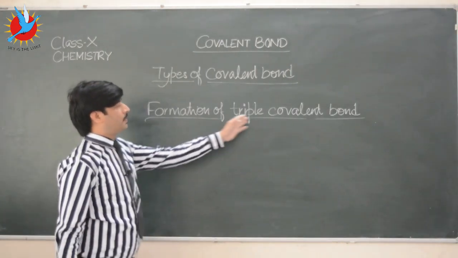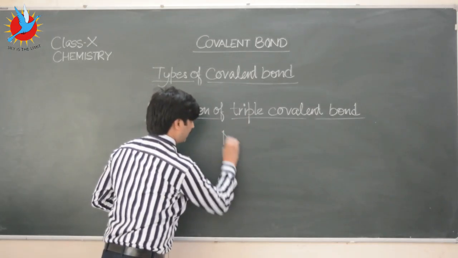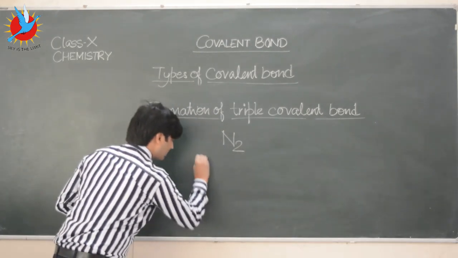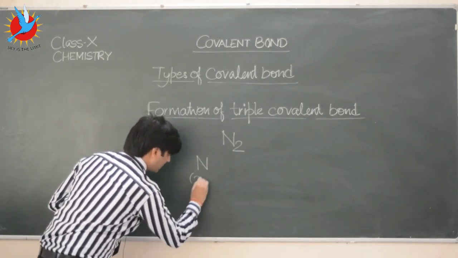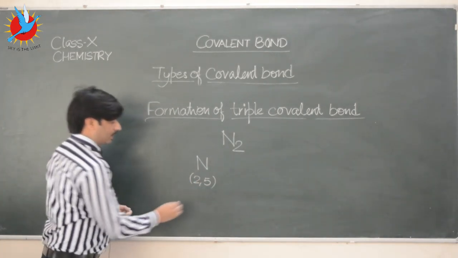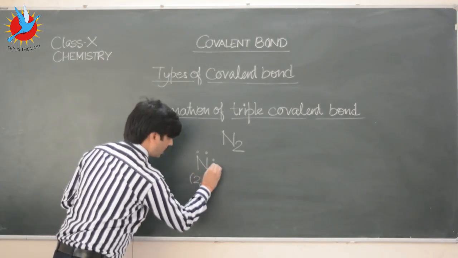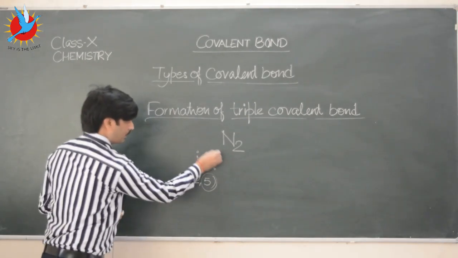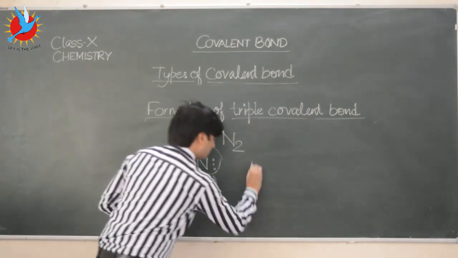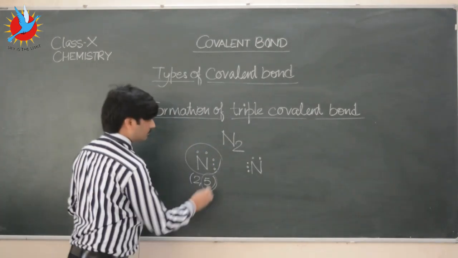Now formation of triple covalent bond. We have a very common example, that is nitrogen molecule. Nitrogen atom has the electronic configuration 2,5. It means it has 5 electrons in its outermost cell, and this represents the Lewis dot structure of nitrogen atom. This is another nitrogen atom.